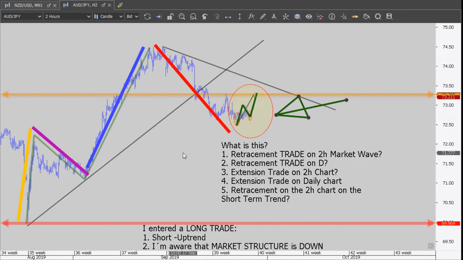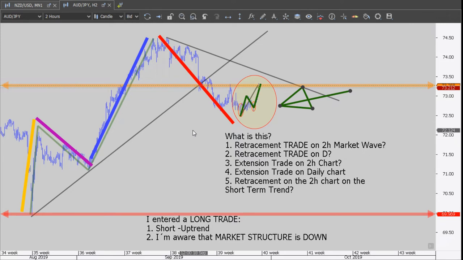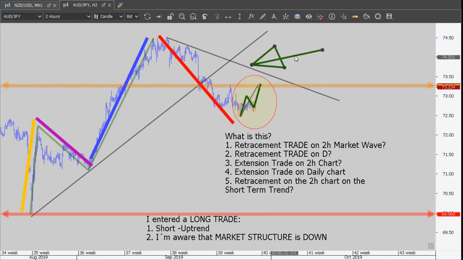Okay, there is one more, everybody, one more. It's difficult to spot, and it's number 5. So this is what this could be. You have two options. Why is that? Because the market is below the downtrend line structure. The market wave is up, yes sir, but we are still below the downtrend line. So this is an extension trade on the 2-hour chart.